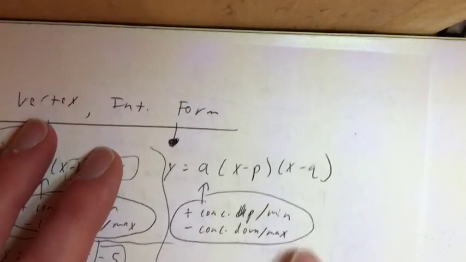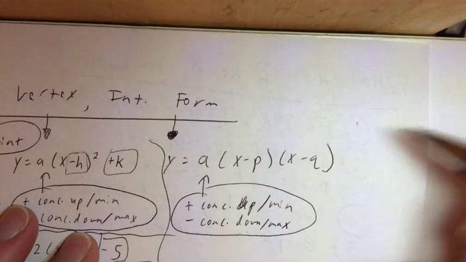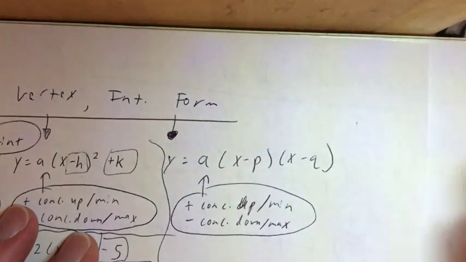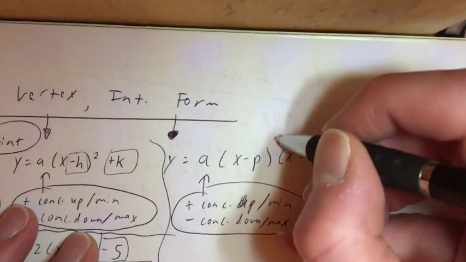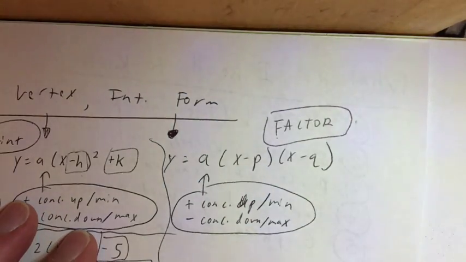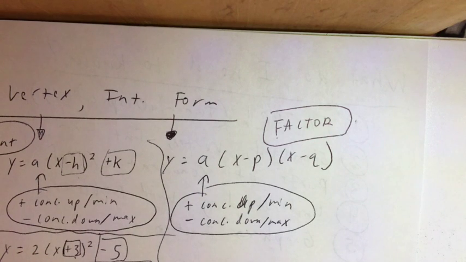All right, lastly, let's do intercept form. Again, for this one, you have x minus p, x minus q. The letters don't really mean anything. All this is knowing the fact that you need to factor to get intercept form. That's actually the other name for this form: factored form. Intercept form and factored form mean the same thing.